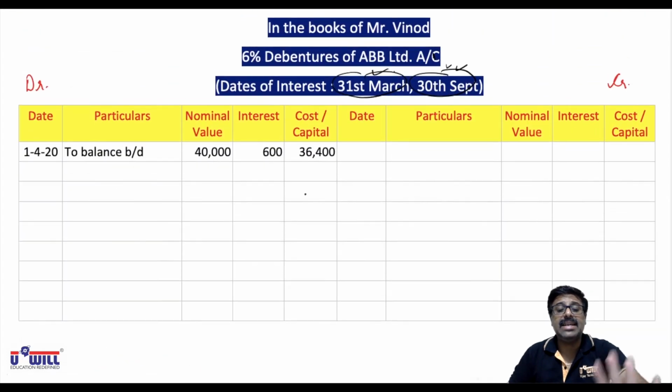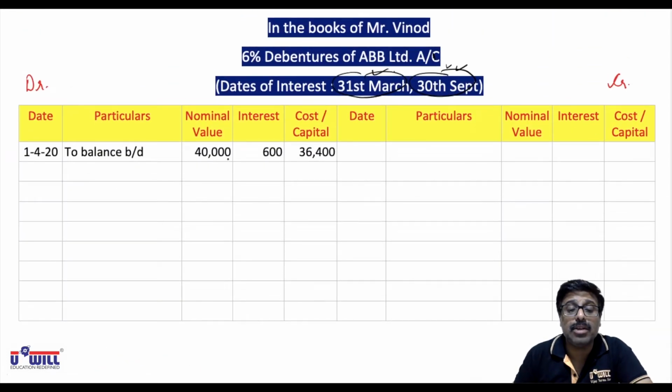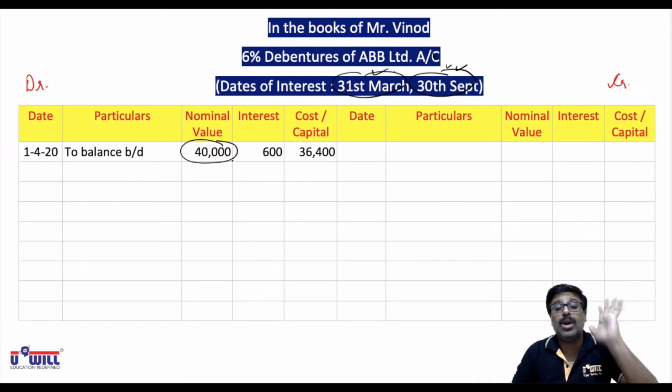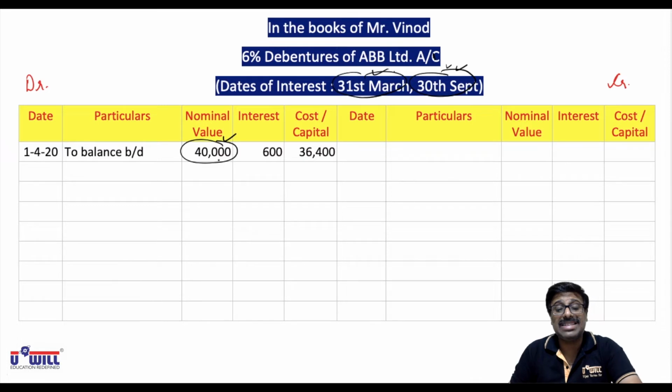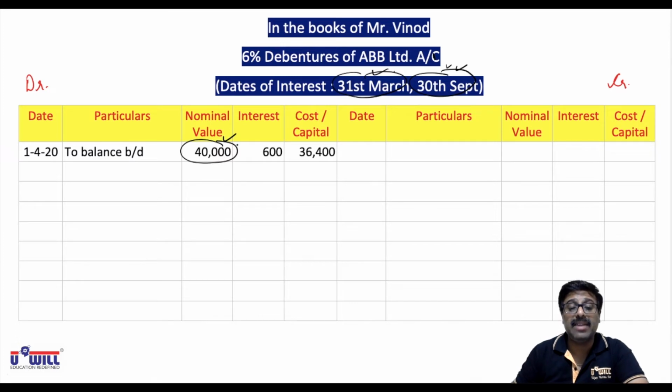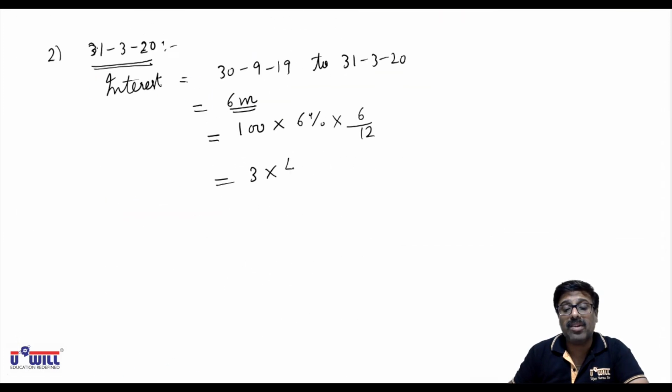100 into 6% into 6 by 12, that is 3 rupees, into... by this date, see the investment account. By this date, how many debentures do you have with you? 40,000 divided by 100. Only 400 debentures you have with you. 40,000 is the nominal value. So what is the number of debentures you have on this 31st March on which you would be receiving the interest? 40,000 divided by 100. On the due date of this interest, you have 400 debentures with you.